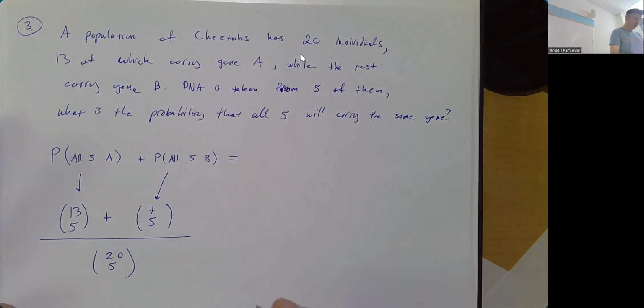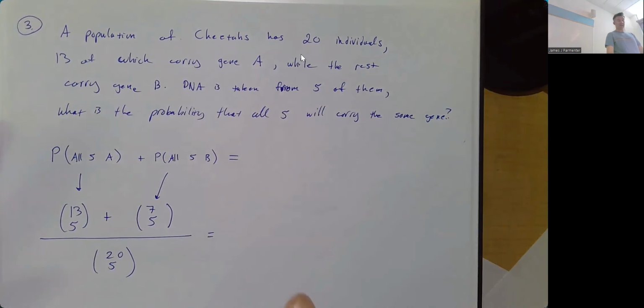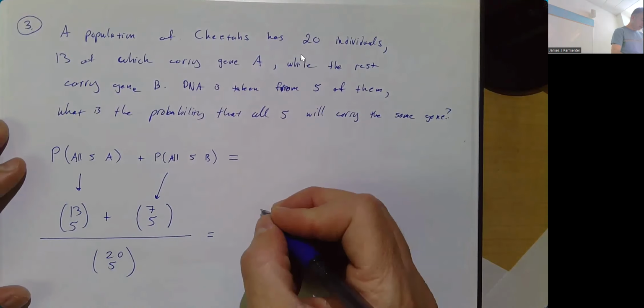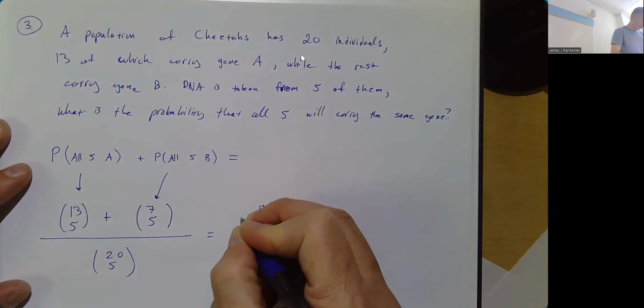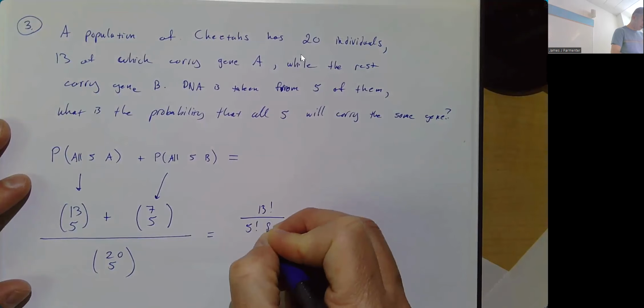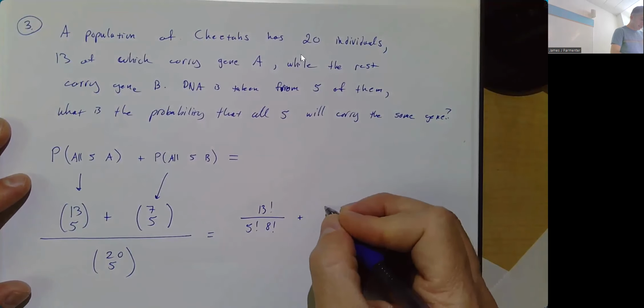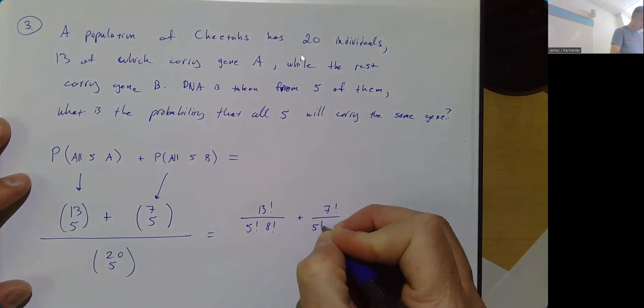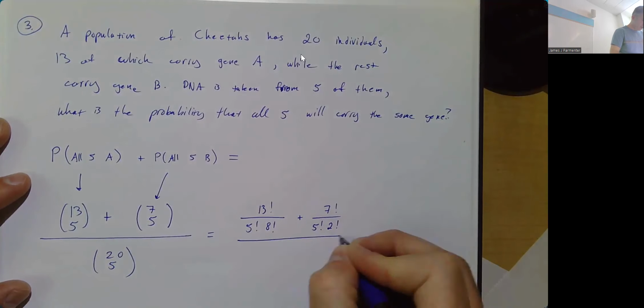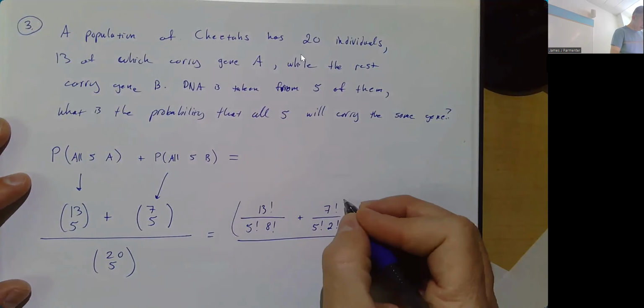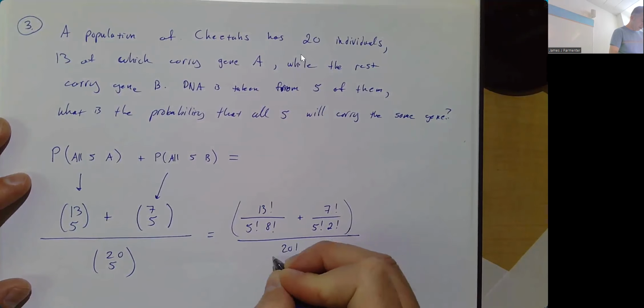Sure. So if I was writing this on WebWork and not simplifying anything, the easiest way to write this, in my opinion, would be to write it as 13 factorial over 5 factorial times 8 factorial plus 7 factorial over 5 factorial times 2 factorial, all divided by, so you want parentheses around that, 20 factorial over 5 factorial times 15 factorial.